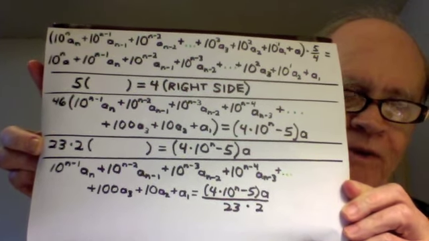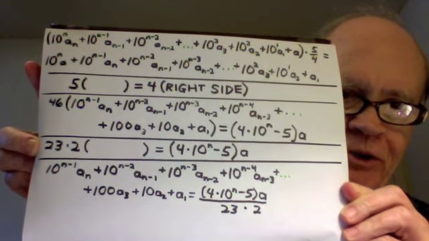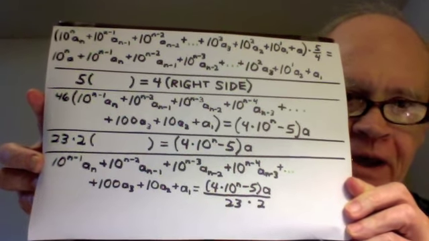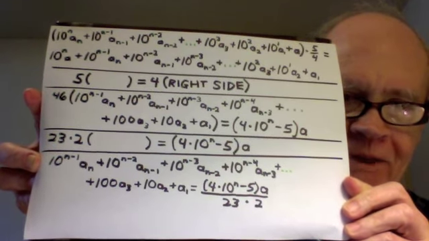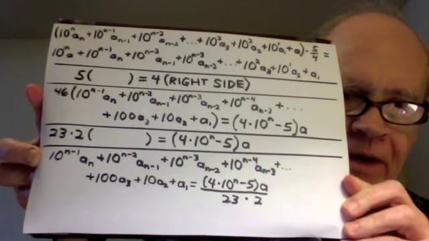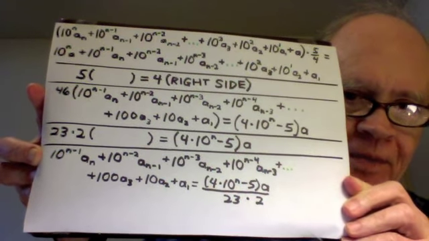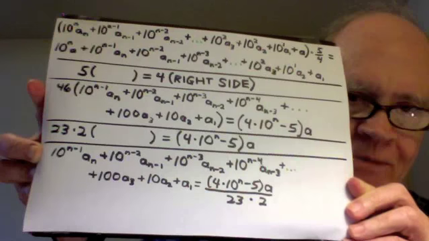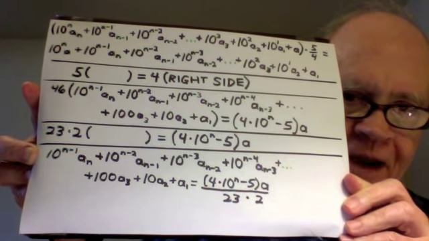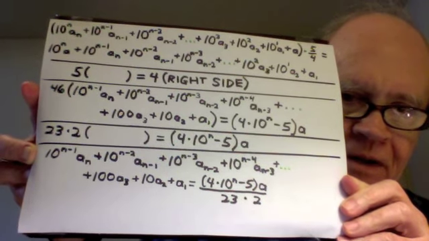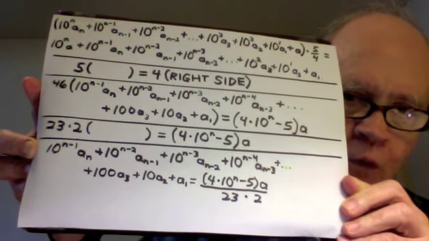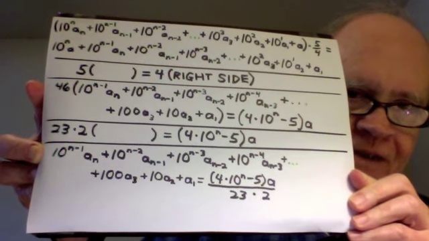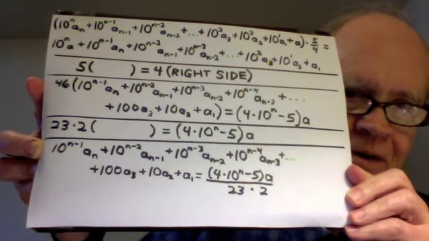I then divide both sides of this equation by 23 times 2, and I get this new equation: 10 to the n minus 1 power times a_n, and so on, equals that expression in parentheses times A, over 23 times 2. That's 4 times 10 to the n power minus 5, that times A, over 23 times 2. The left side of this equation is place values with powers of 10.